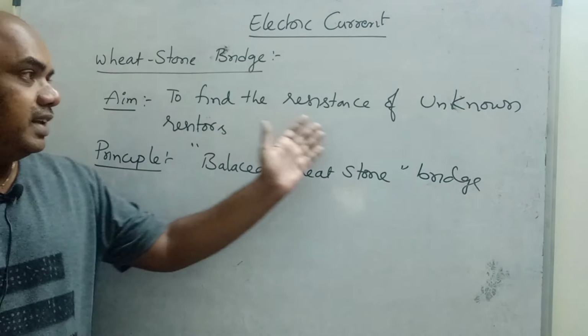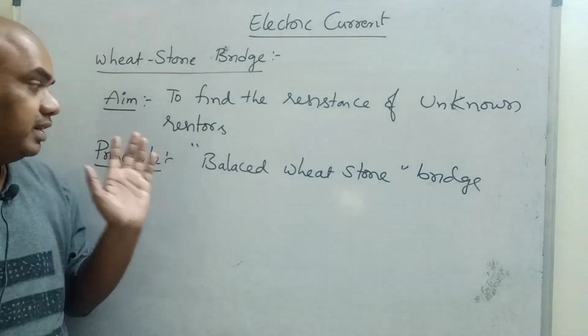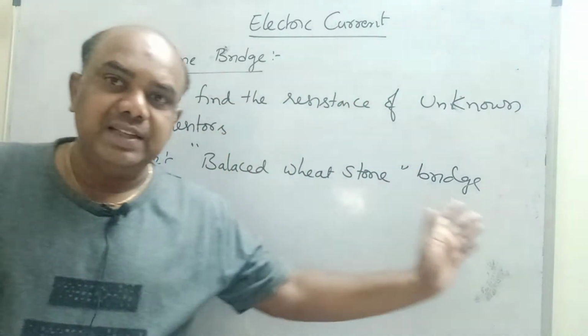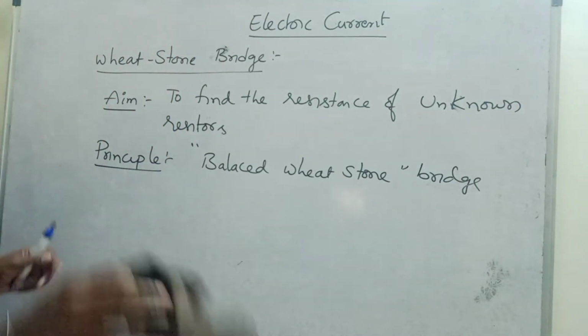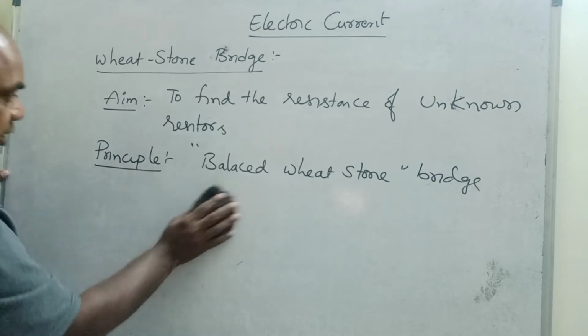Aim: to find the resistance of an unknown resistor. Principle: balanced Wheatstone bridge. This is the aim and principle. How this Wheatstone bridge looks, we will see.